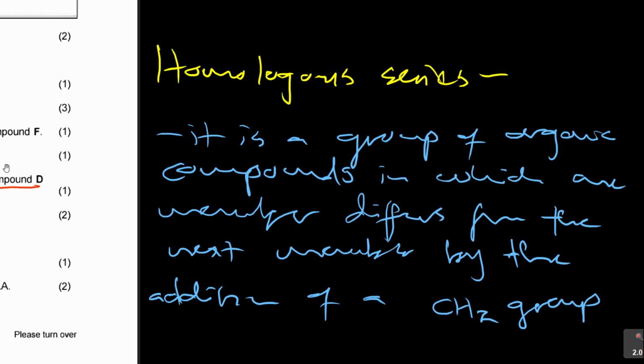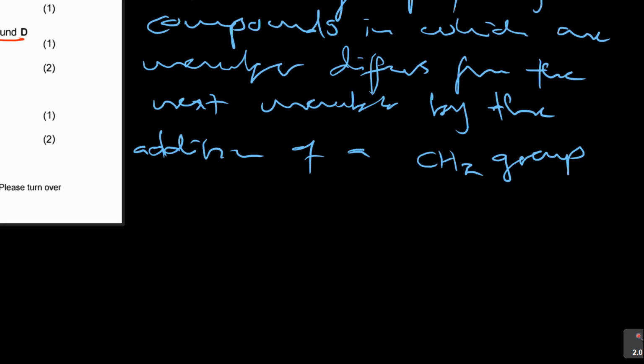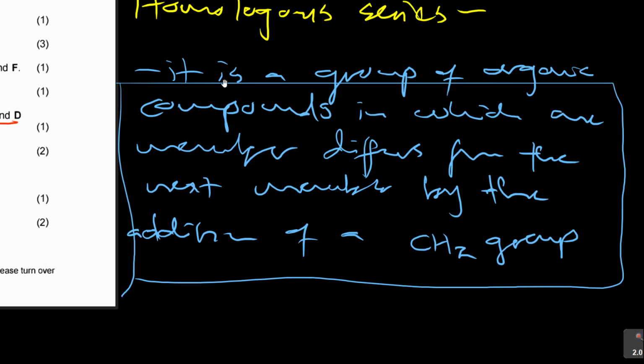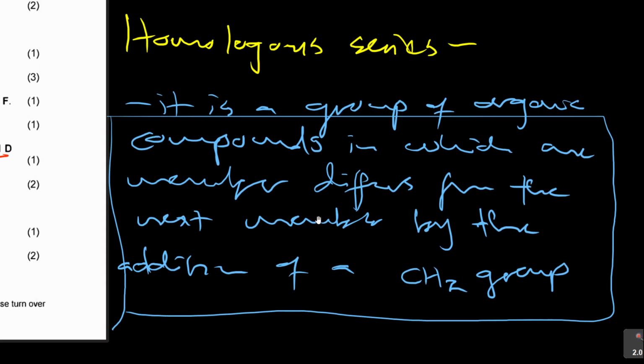Or it is a group of organic compounds having the same general formula. I usually prefer this one. A group of organic compounds in which one member differs from the next member by the addition of a CH2 group. Or a homologous series is a group of organic compounds having the same what? Functional group, or having the same general formula. Alright, that is a homologous series.